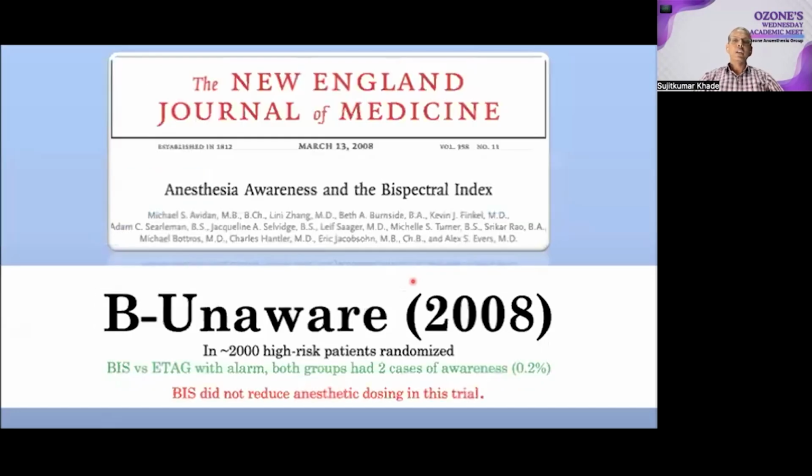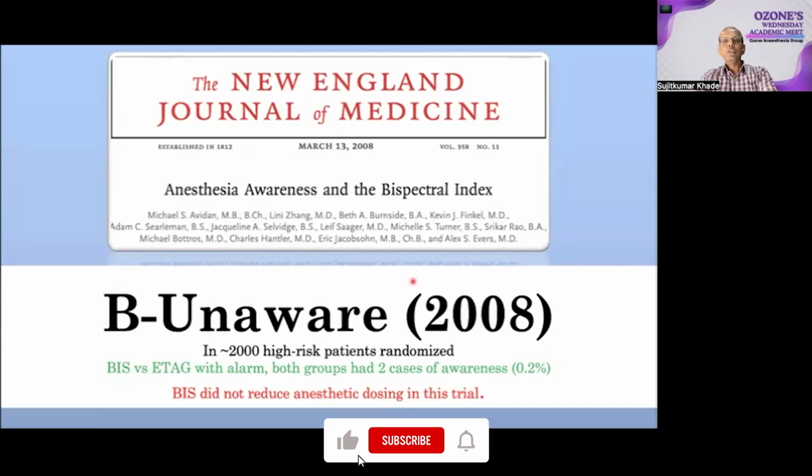But in 2008, we got the B-Unaware study, which was published in the New England Journal of Medicine. They studied 2,000 high-risk patients randomized to either BIS versus an end-tidal anesthesia gas with alarm group. Both groups had 2 cases of awareness, so the incidence was 0.2%. No statistically significant difference was found in these 2 groups.